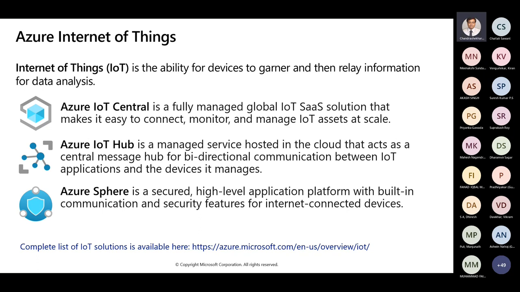IoT Hub is a managed service hosted in the cloud. It is a PaaS service. IoT Central is a SaaS service. It acts as a central message hub for bi-directional communication between the IoT application and IoT devices. So IoT Hub is also available as a service. Besides that, Azure Sphere and a few other services are available, which can work with IoT devices and stream analytics. So there is Kafka, there is Event Hub, there is IoT Hub, there is Azure Stream Analytics. It is a very wide spectrum of services, offering you an end-to-end solution for stream analytics.